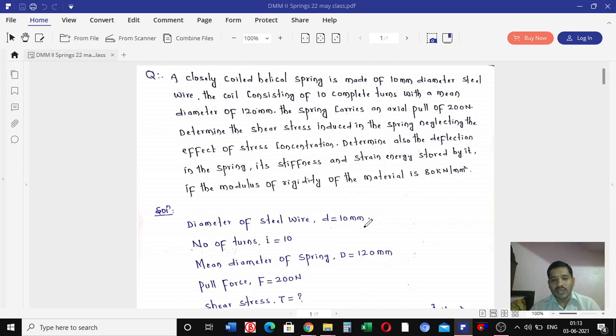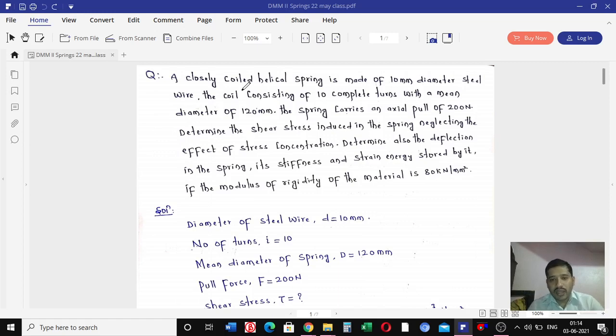A closed coil helical spring is made of 10 mm diameter steel wire. The diameter of the steel wire, how much is given here? It is given as 10 mm. And the coil consists of 10 complete turns, so the number of turns of the coil is given as 10, with a mean diameter of 120 mm. So the mean diameter of the spring coil is given as 120 mm.